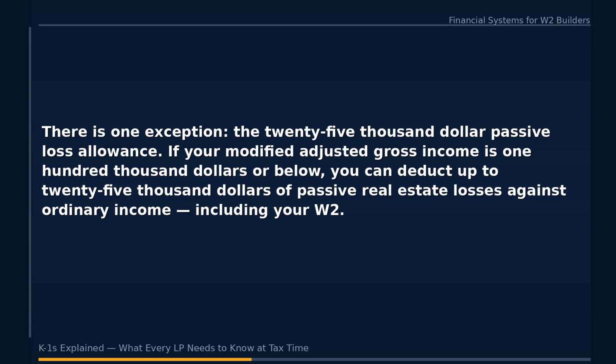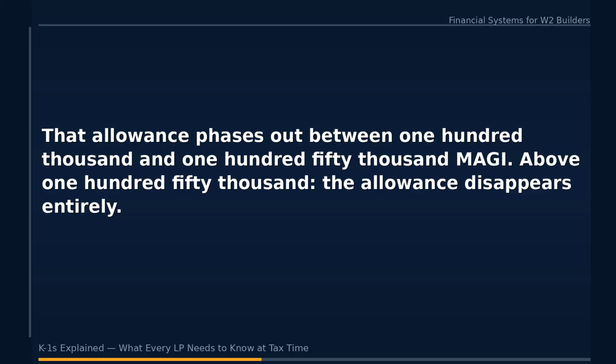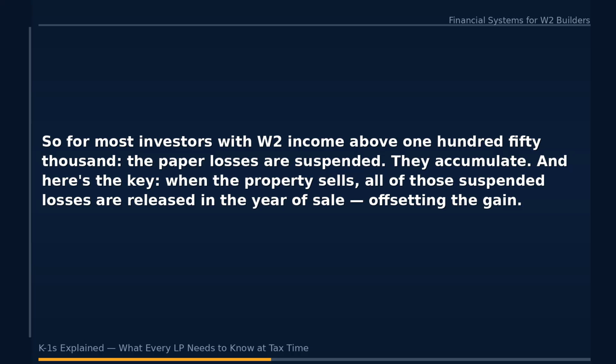If your modified adjusted gross income is $100,000 or below, you can deduct up to $25,000 of passive real estate losses against ordinary income, including your W-2. That allowance phases out between $100,000 and $150,000 MAGI. Above $150,000, the allowance disappears entirely. So for most investors with W-2 income above $150,000, the paper losses are suspended.